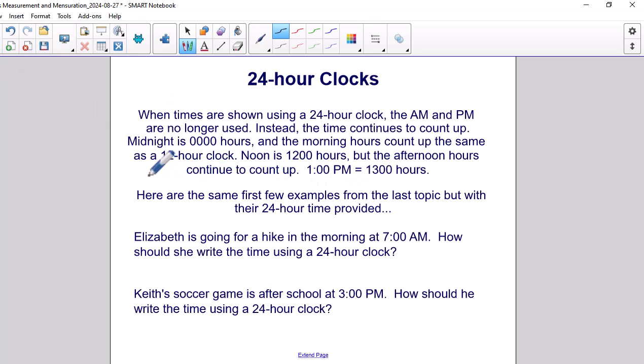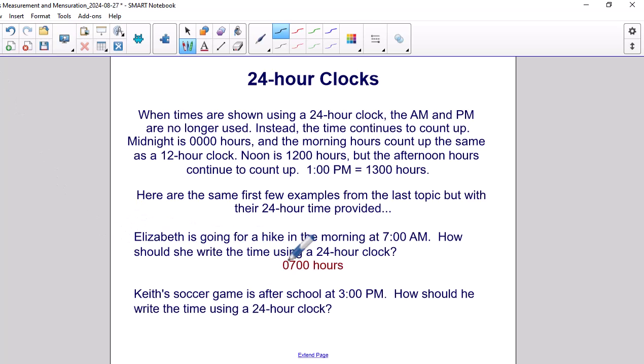Here are the same first few examples from the last topic, but with their 24-hour time period provided. This one says Elizabeth is going for a hike in the morning at 7 o'clock a.m. How should she write the time using a 24-hour clock? She would write it as 0700 hours.